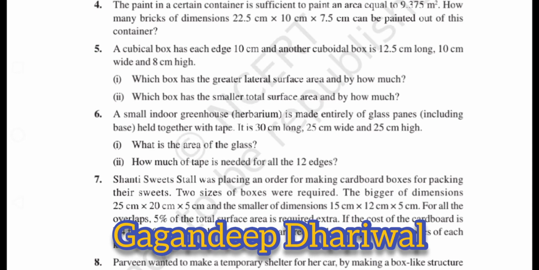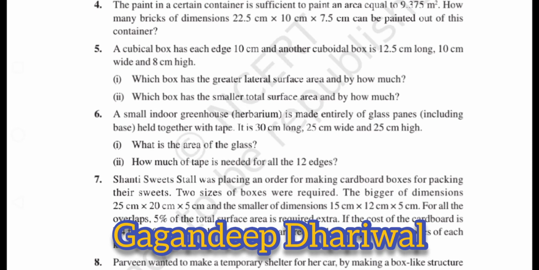The box which is in the shape of a cube has an edge of 10 centimeter, and the box which is in the shape of a cuboid has the dimensions 12.5 centimeter, 10 centimeter and 8 centimeter. Now what you have to calculate? Firstly you have to calculate the lateral surface area for both boxes. Then you have to compare which one has the greater. Also calculate the difference, because at the last it is written by how much.